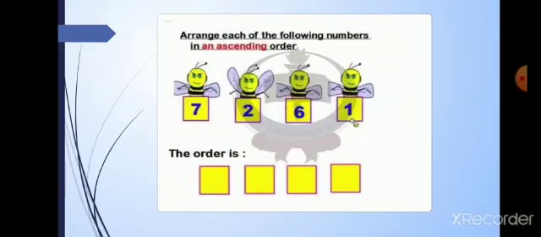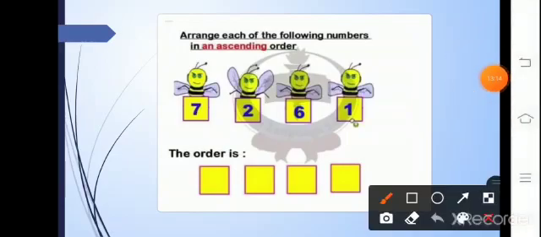Now how do you arrange them? You just take the smallest number here. What is the smallest number? Whatever smallest number is here, you write in the first box. So what is the smallest number here? Yes, 1 is the smallest number here. So you can write here 1.